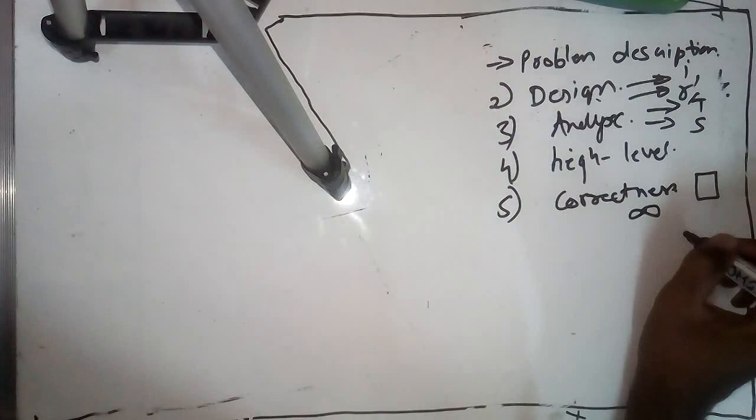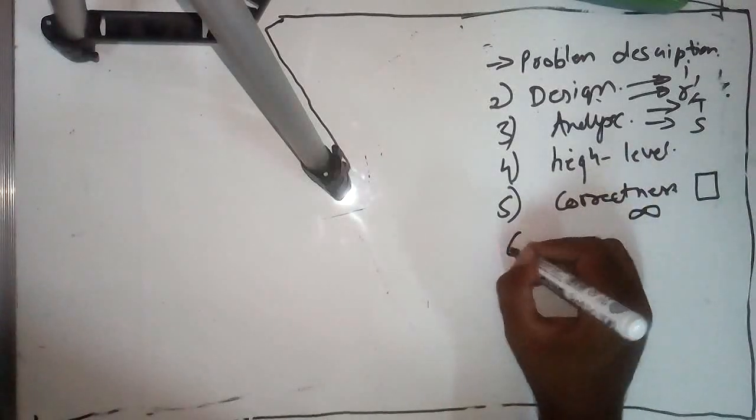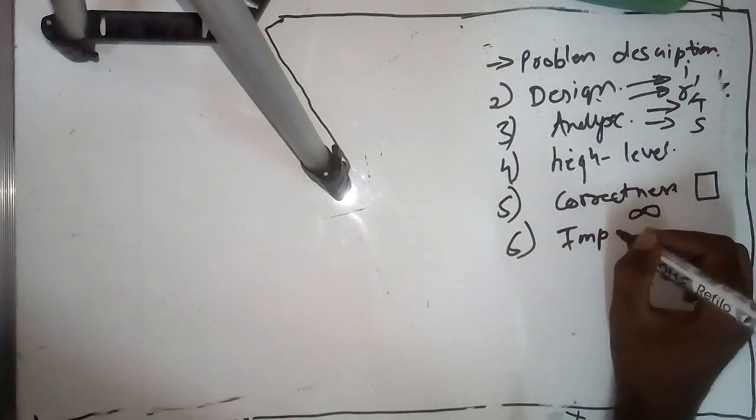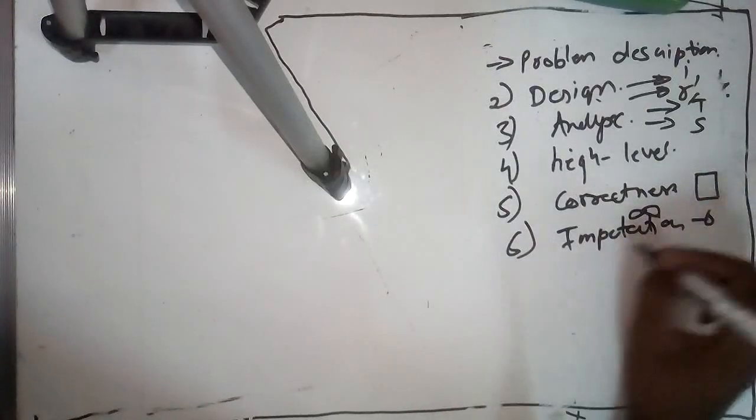So you have to work on that and check the correctness so that it is okay in every aspect. Then the sixth point is that it should be implementable. That means we can implement it as a program.